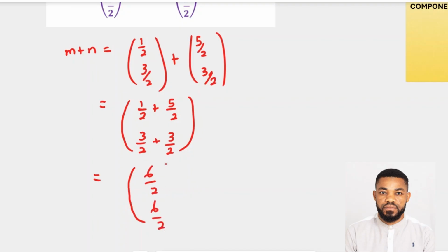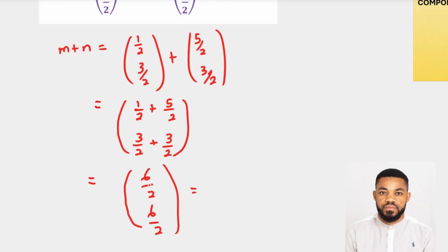The same thing. So 2 goes into 6. We can simplify. So 2 goes into 6 3 times. So we have 3 here. And 2 goes into 6, it's going to be the same thing. So that is what we have. So the answer is 3, 3. That's the vector. That's the answer.